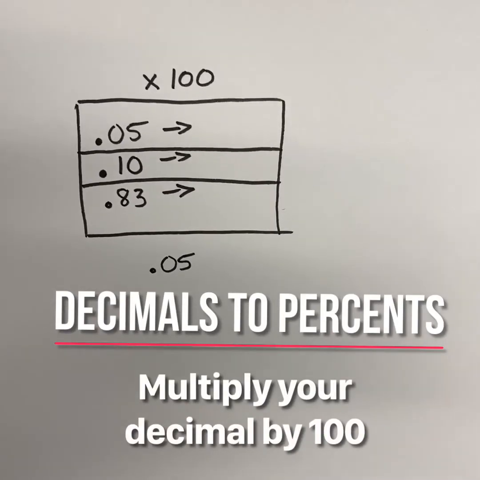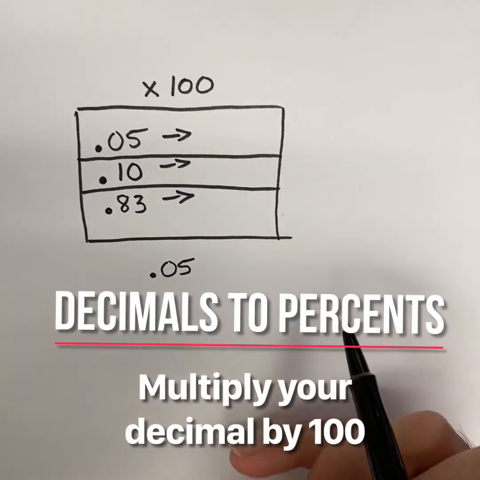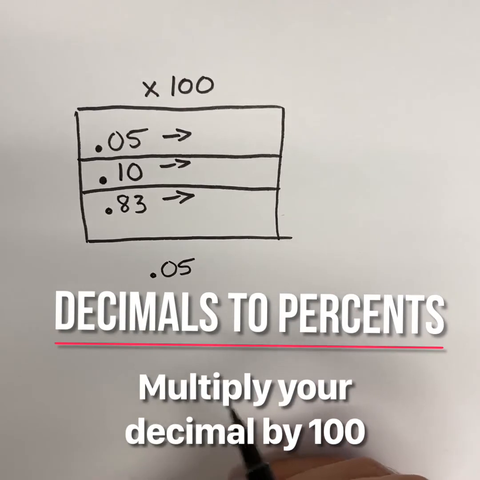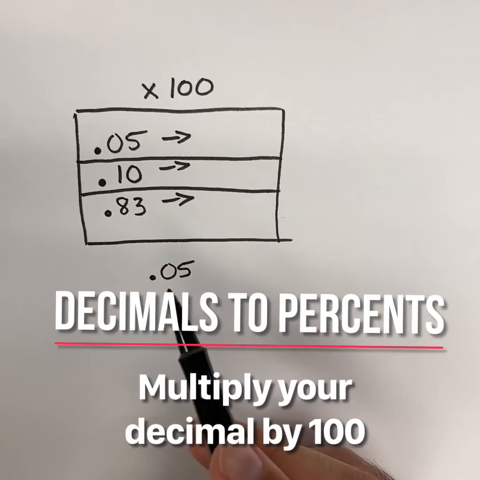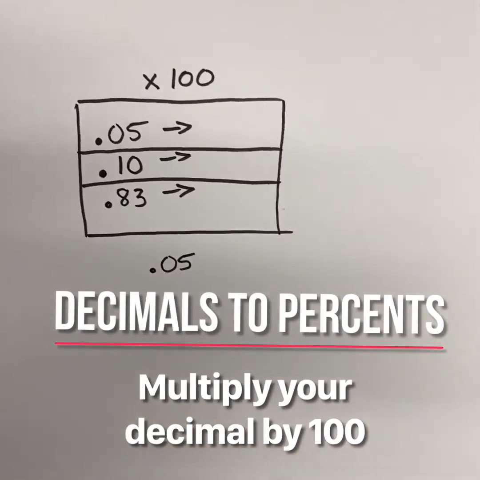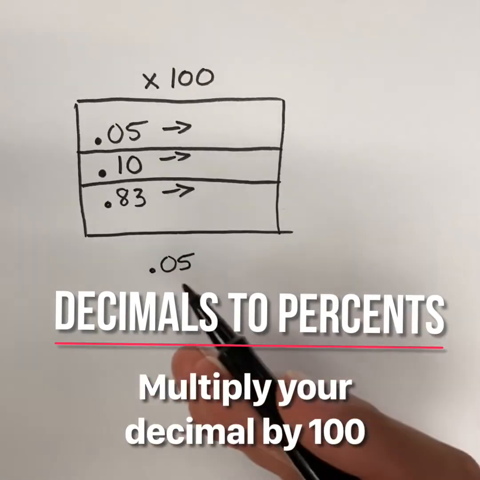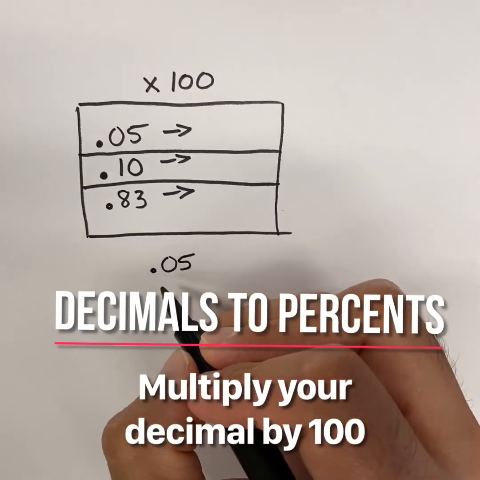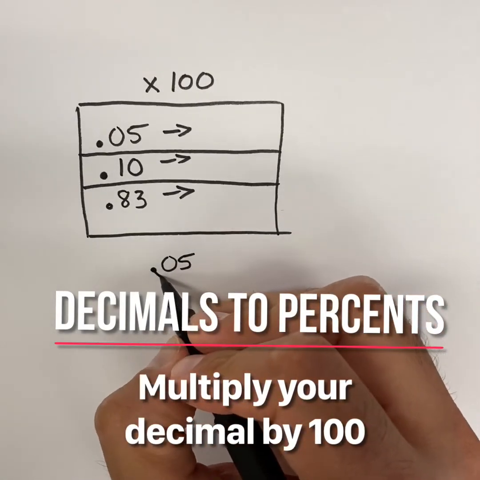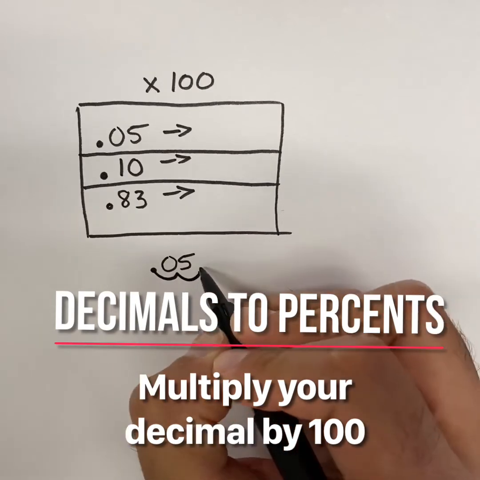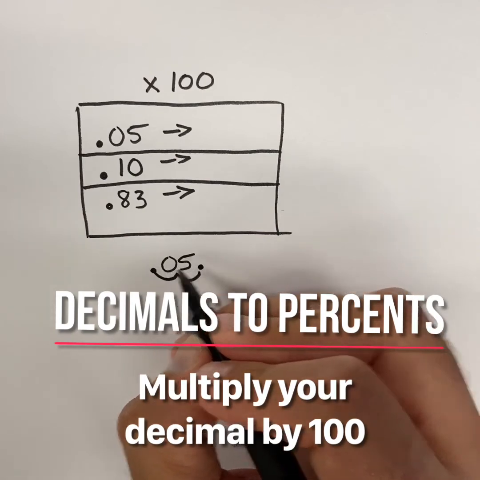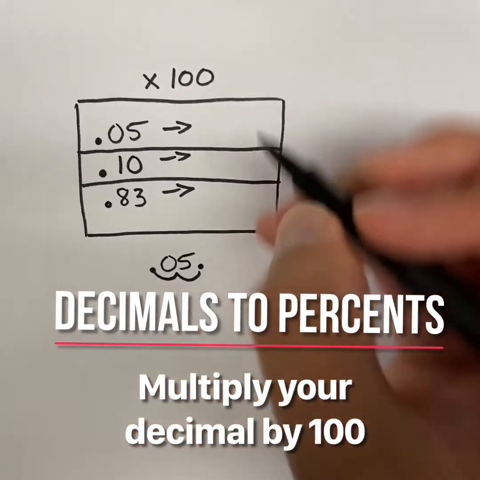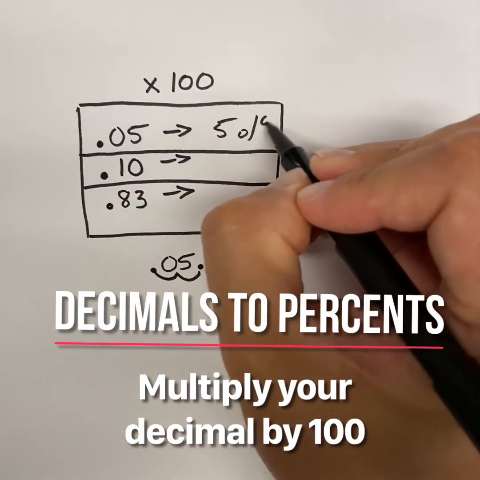Now, if we want to move in the opposite direction, say we want to go from decimals to percents, we're going to multiply our decimal by 100, which means that we're going to move our decimal point to the right 2 digits. So, for example, if we were taking 0.05, we multiply by 100. That means our decimal point is going to move 2 digits to the right. And now we would be over here, and this is my percentage, which would be 5%. That 0 in front of the 5 has no value, so we just have 5%.